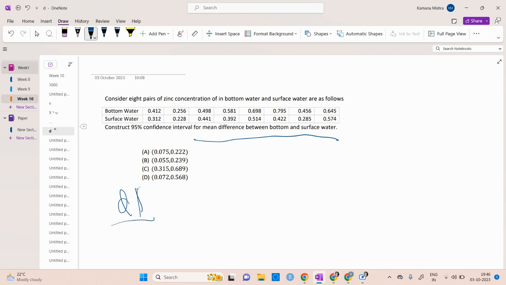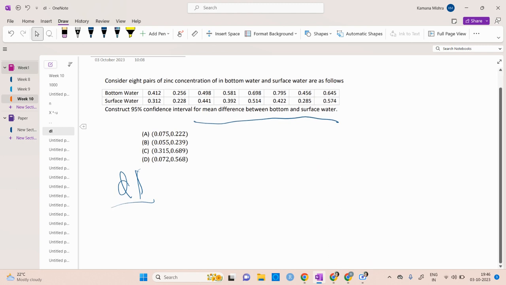Okay, so this will not come as two samples. This will come as one sample only. Sorry, this is not coming from the two populations. This will come from the one, because we are taking the difference. So here the things will go like this.